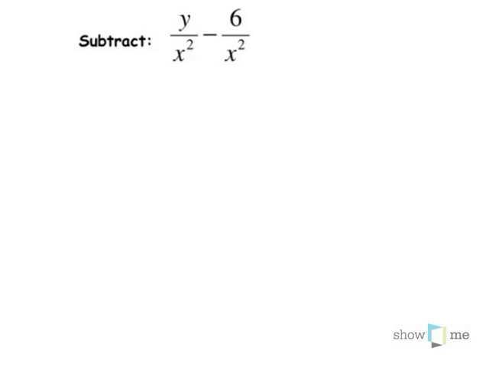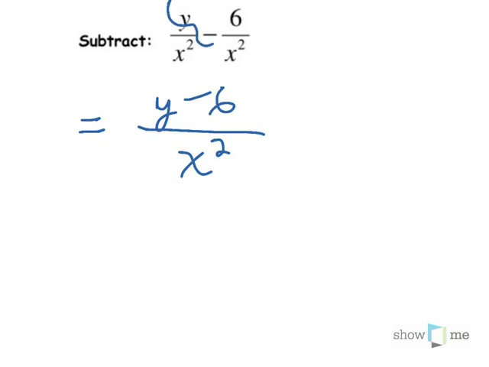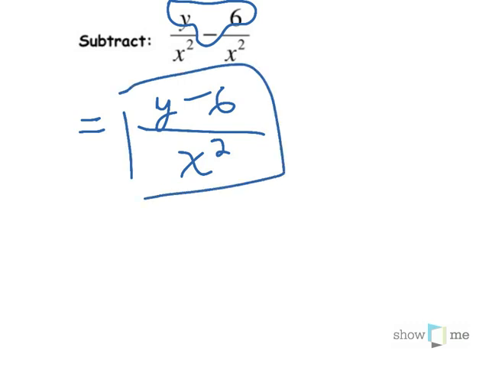It's the same idea when we're subtracting, right? We keep the lowest common denominator, which is x squared, and just subtract the numerators. So that's going to be a y minus 6. It's that operation up there that deals with the numerators. And again, there's nothing else we can do here. So we are done with this problem. Enjoy the short ones while you can.